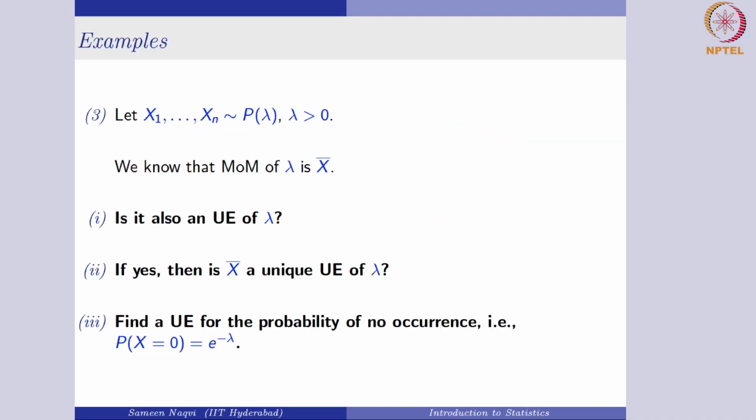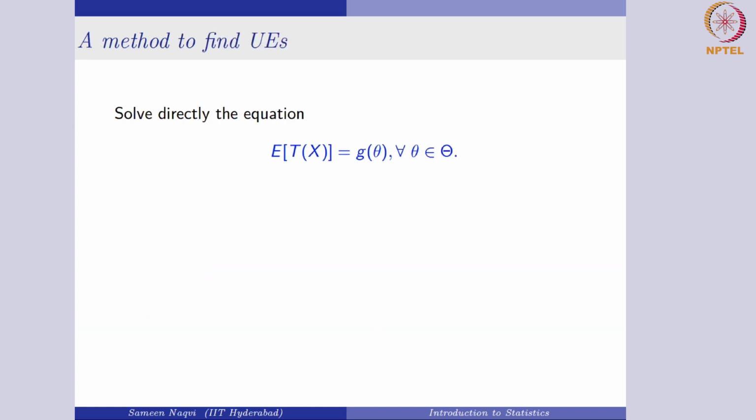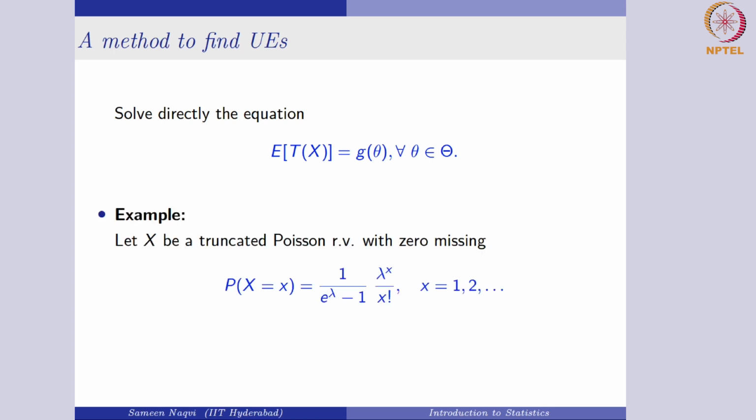So till now, what we have been doing is that we found the estimators from the previous lecture, and those same estimators we were considering over here, and we were trying to see whether they were unbiased or not. Now the question that comes up is: if you have to find an unbiased estimator from scratch, you do not know beforehand what an estimator is. In that case, what we do is directly solve this equation, expectation of t of x equals g theta, for every theta taking value in the parameter space. To understand this, let us consider an example of a truncated Poisson random variable.